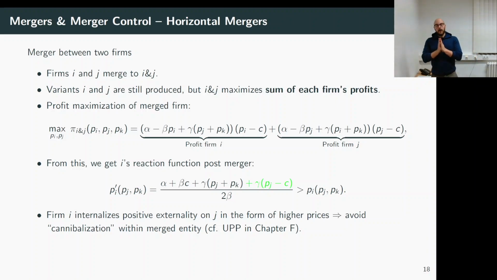Okay, so what happens here economically? We already see that from a purely mathematical standpoint, the prices will be higher post-merger than they are pre-merger. And what happens economically is that firm I internalizes a positive externality on firm J. Now that immediately follows from prices being strategic complements here. Strategic complements means that a higher price of firm I will benefit firm J, and that's the externality. And here, since we maximize the joint profits of the two firms, we internalize this positive externality. And what this means in business terms is that we avoid cannibalization of firm I and firm J, right? And we have already talked about this effect in the context of upward pricing pressure in chapter F, right? So we just avoid that the firms cannibalize each other, which means that we have higher prices.